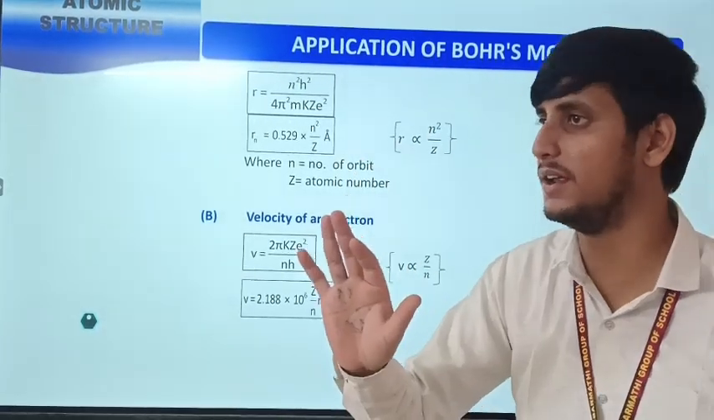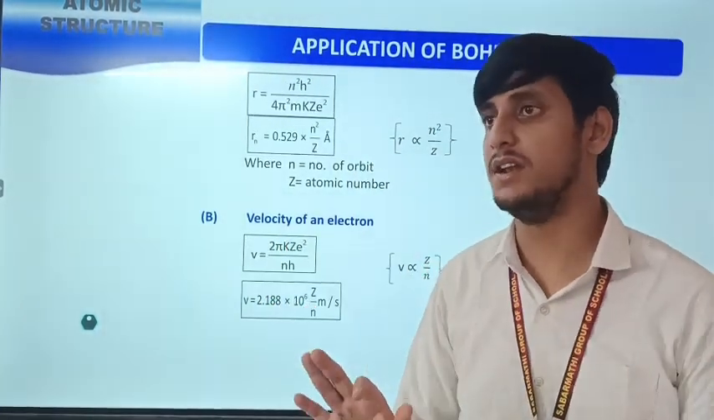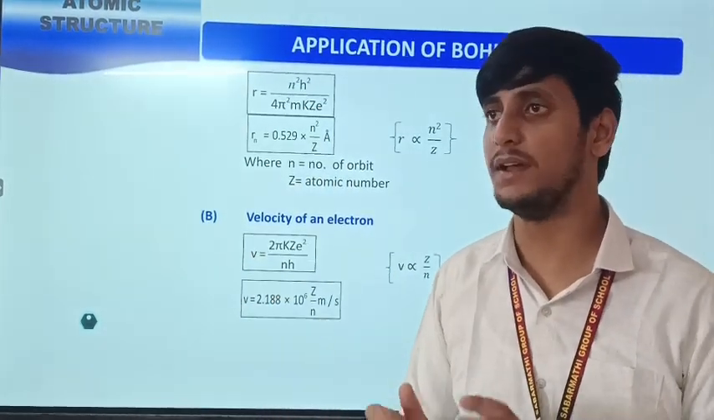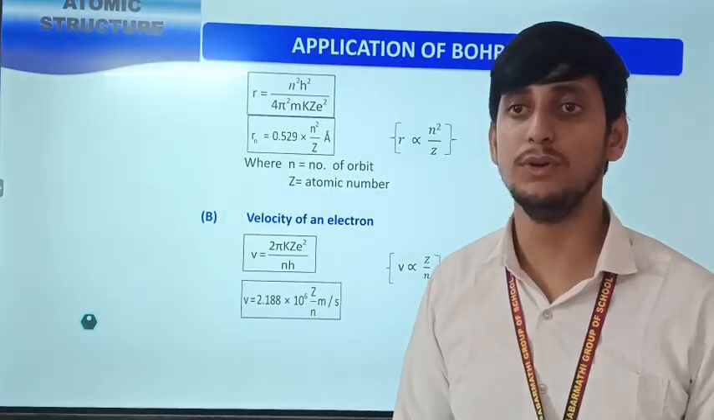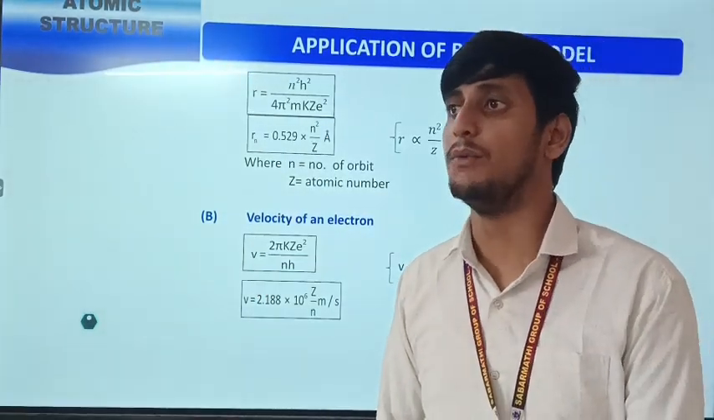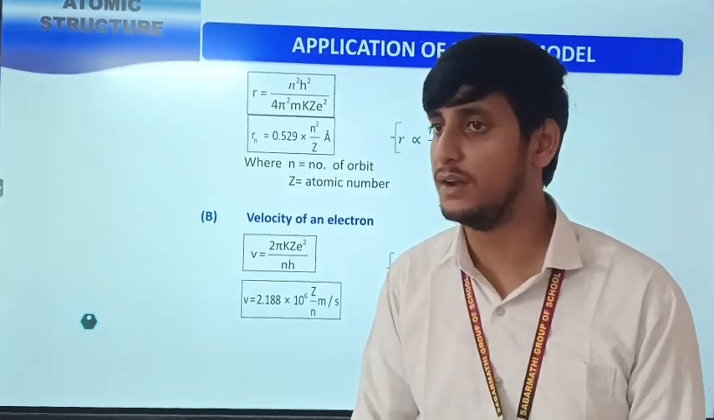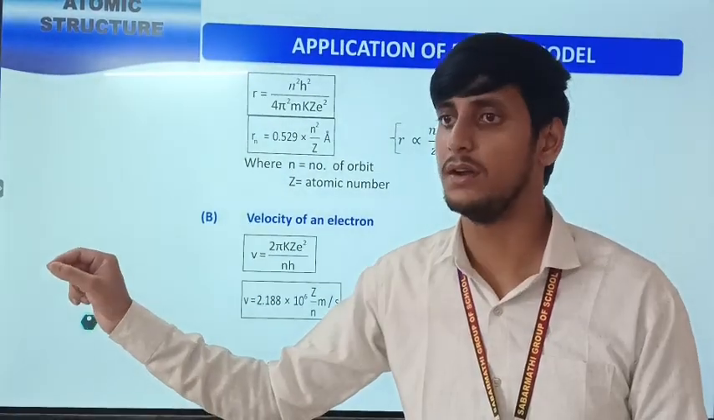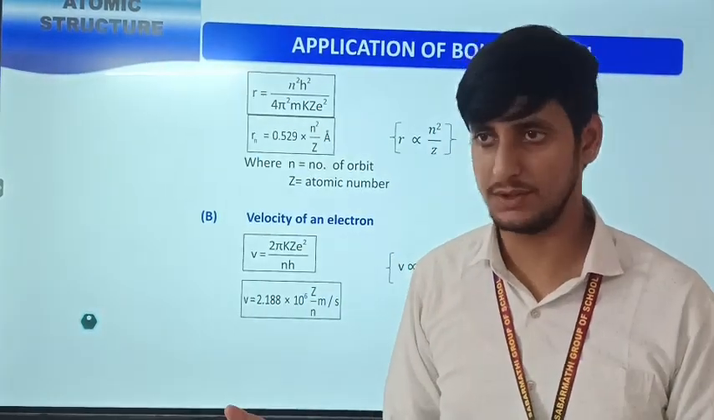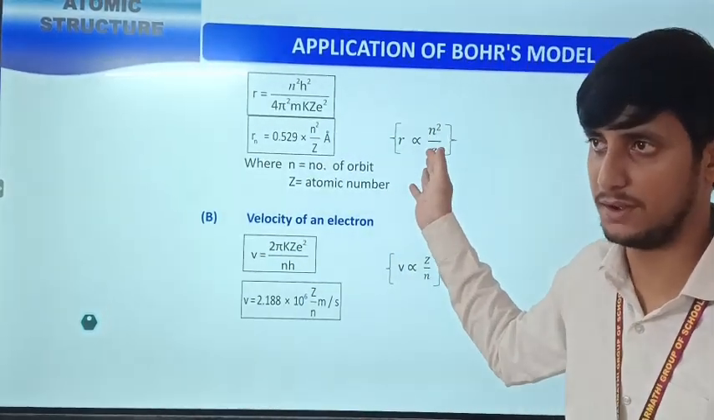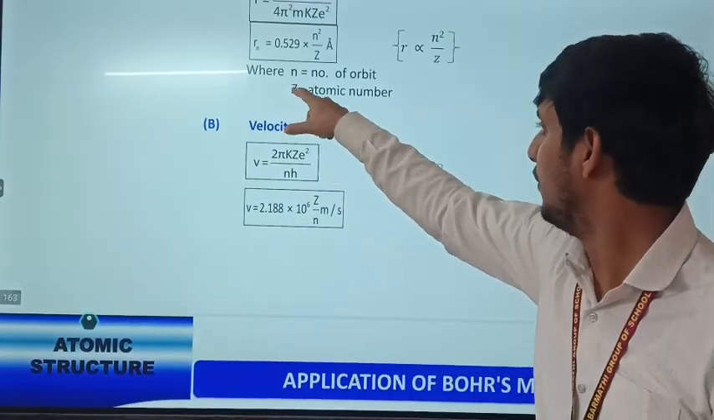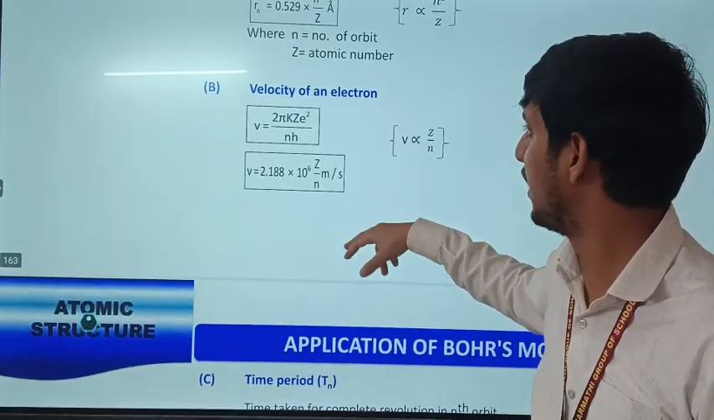In our JEE Mains, and in Advanced, they can ask for relations like this. So you have to give the answer by making relations. R is directly proportional to n square upon Z. Why in the periodic table does radius decrease left to right and increase top to bottom? Now you can give the answer. This is the second factor, where n is the number of orbit and Z is the atomic number.